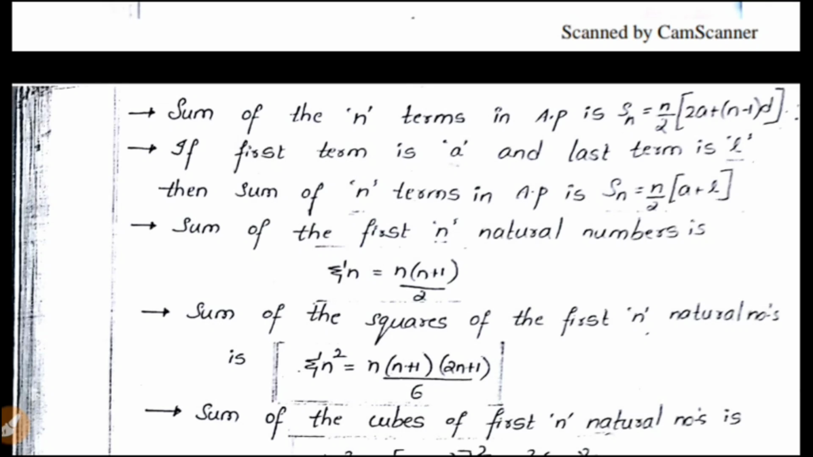Next, sum of the squares of the first n natural numbers, means 1 square plus 2 square plus 3 square plus 4 square plus 5 square and so on. However many numbers they are giving, you can easily add by using this formula. That is sigma n square is equal to n into n plus 1 into 2n plus 1 by 6.